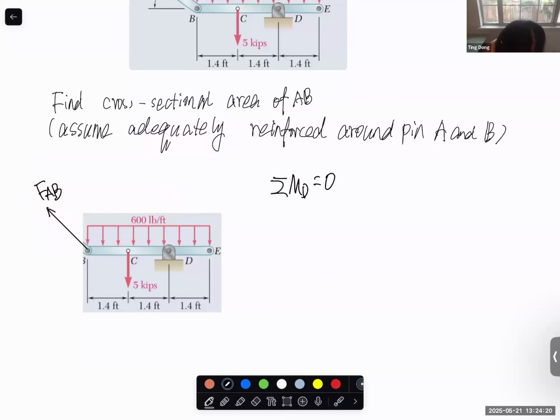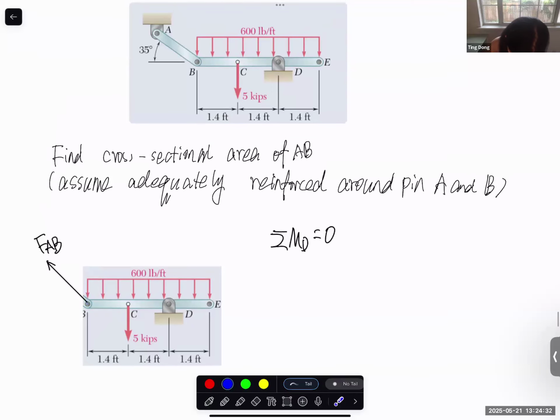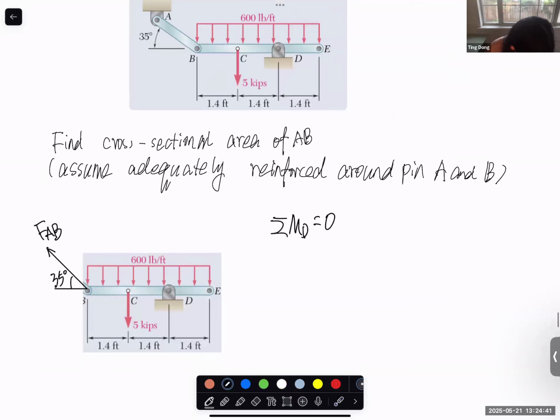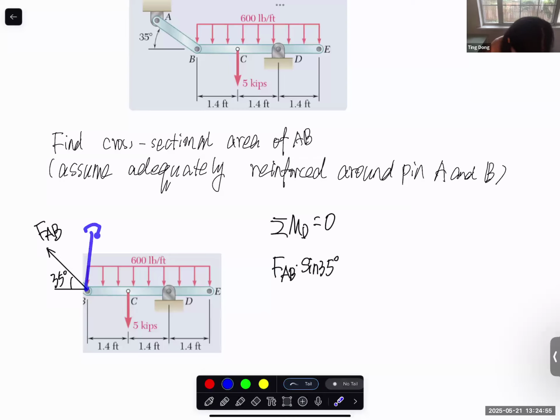So moment about D equal to 0. The X component of FAB, of course, passes through this point D, so it does not generate any moment. The Y component will generate the moment. Let's put the angle here. So this one is 35 degrees. So the Y component of the force AB becomes FAB times sine 35. And of course, this Y component will generate a clockwise moment about point D. So let's put a negative sign.